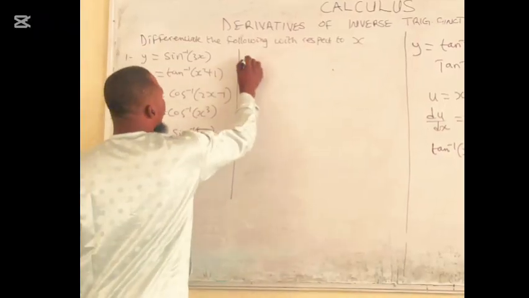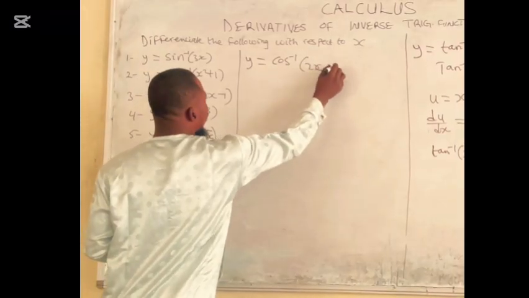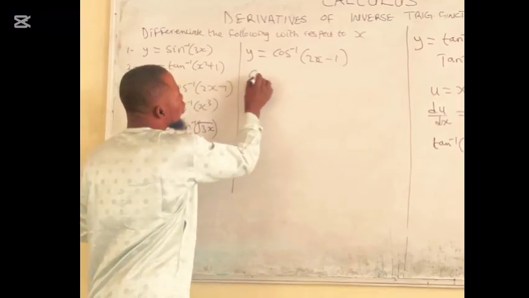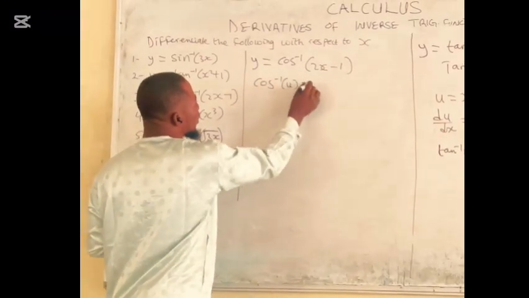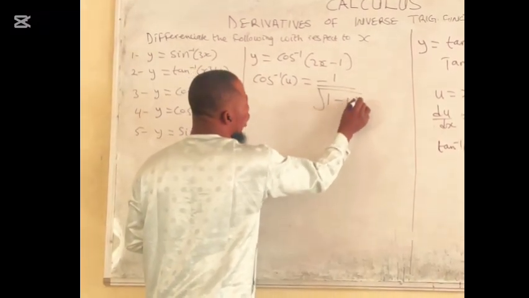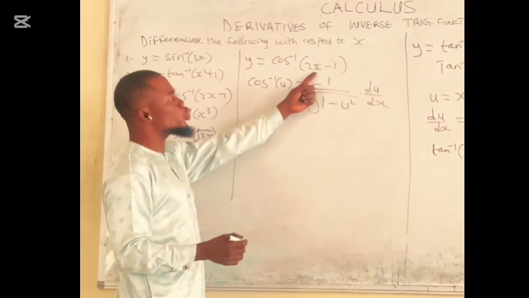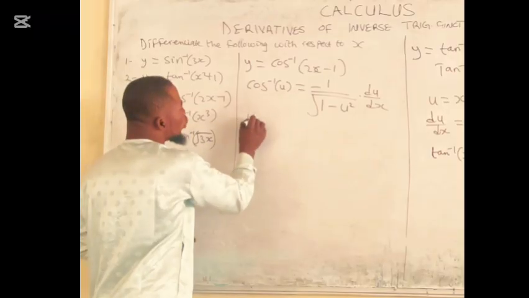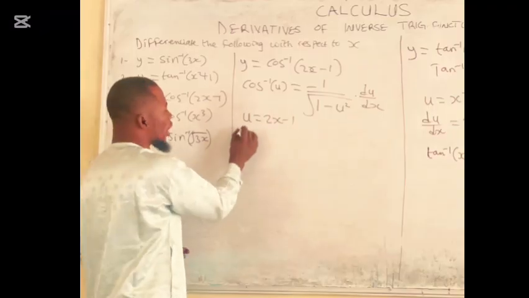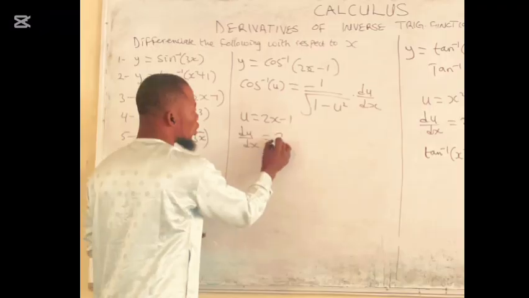Question 3 is y equals cos inverse of 2x minus 1. Using the identity of cos inverse of u, the derivative of cos inverse of u is equal to minus 1 over the root of 1 minus u squared, multiplied by du over dx. From here, our u is 2x minus 1. So we have u equals 2x minus 1. Differentiate u with respect to x, and du/dx will be equal to 2, since 2x minus 1 gives us 2.